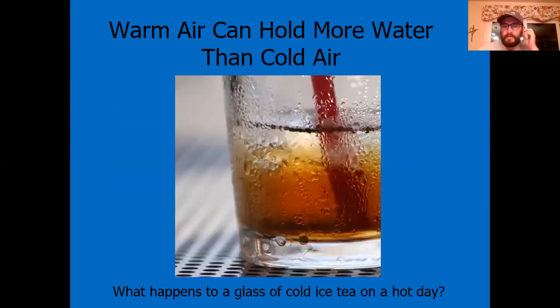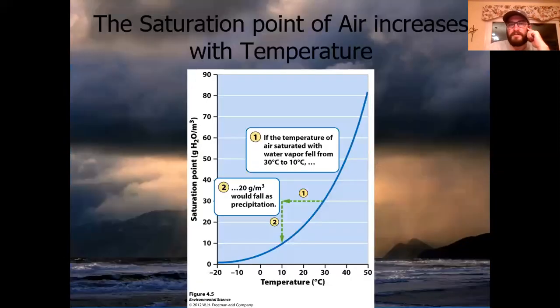So I'm sure you've all seen this before. Warm air can hold more water than cold air. What happens to a glass of cold iced tea on a hot day? You're going to see the glass sweat because the air inside of the glass is colder than the air outside of the glass, so your natural room temperature outside air, so you have condensation that forms on the outside of the glass. The saturation point of air increases with temperature.